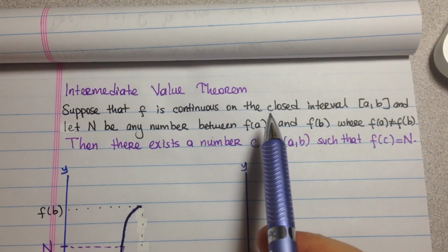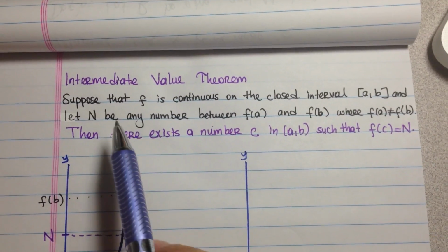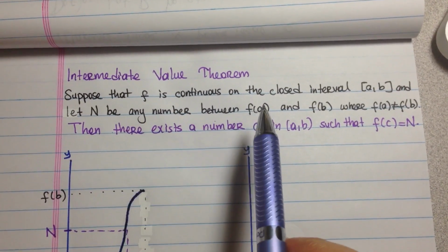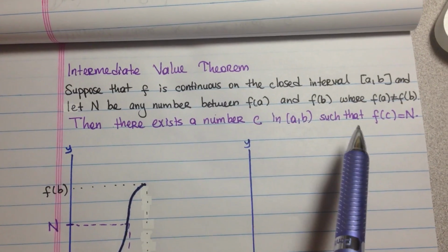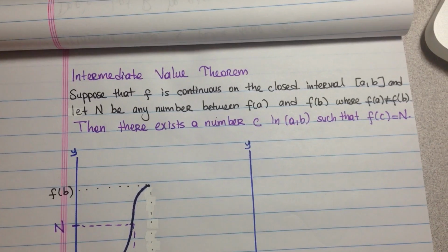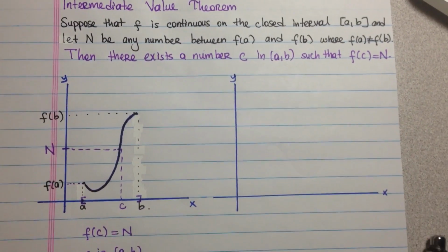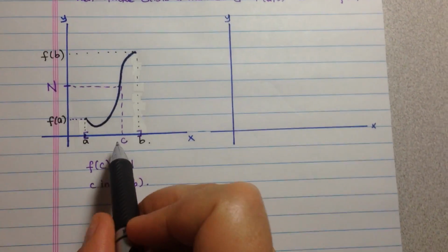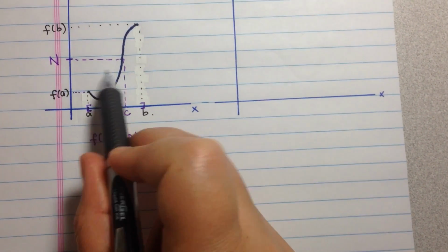Whenever I have a continuous function on a closed interval, and I take a number n between f(a) and f(b), where f(a) is not equal to f(b), then there exists a number c in [a, b] such that f(c) equals n. And note that you might have more than one input value with the same output value.